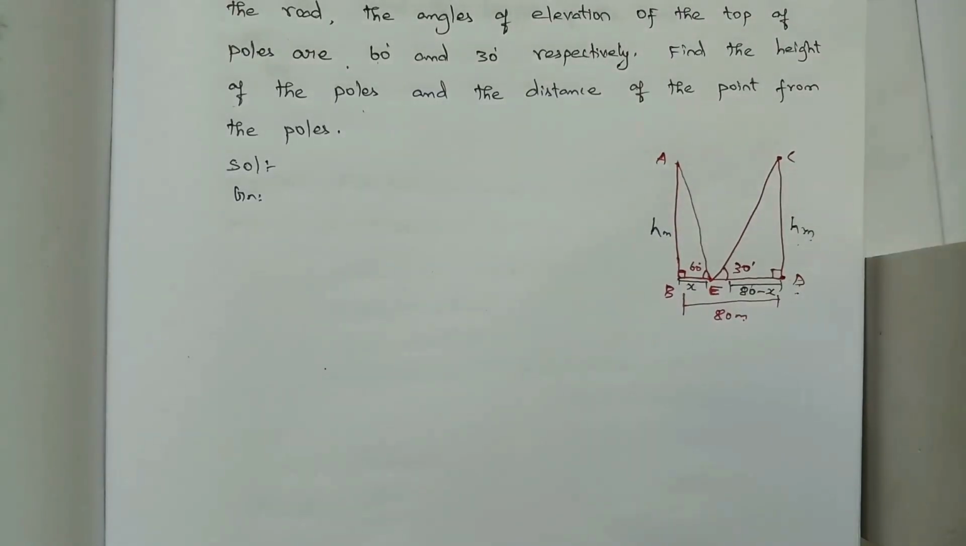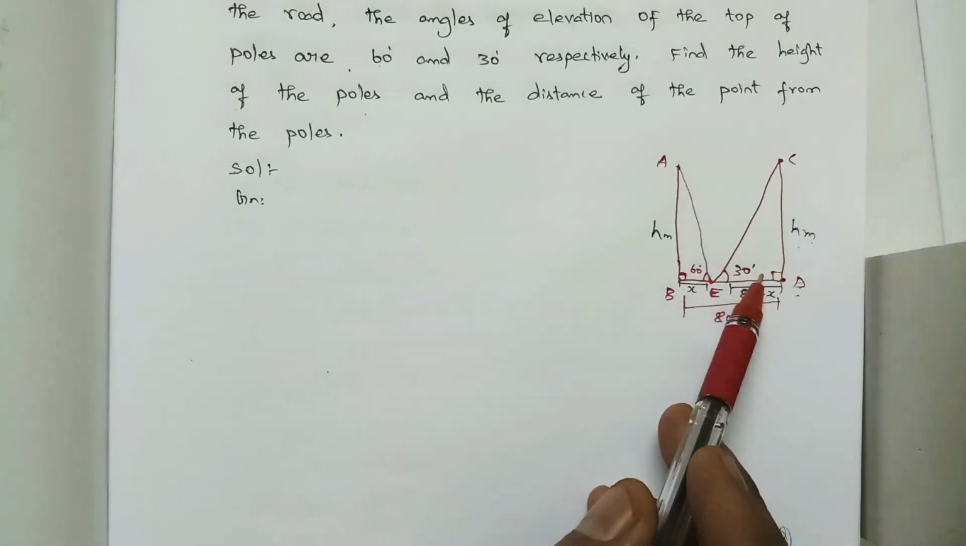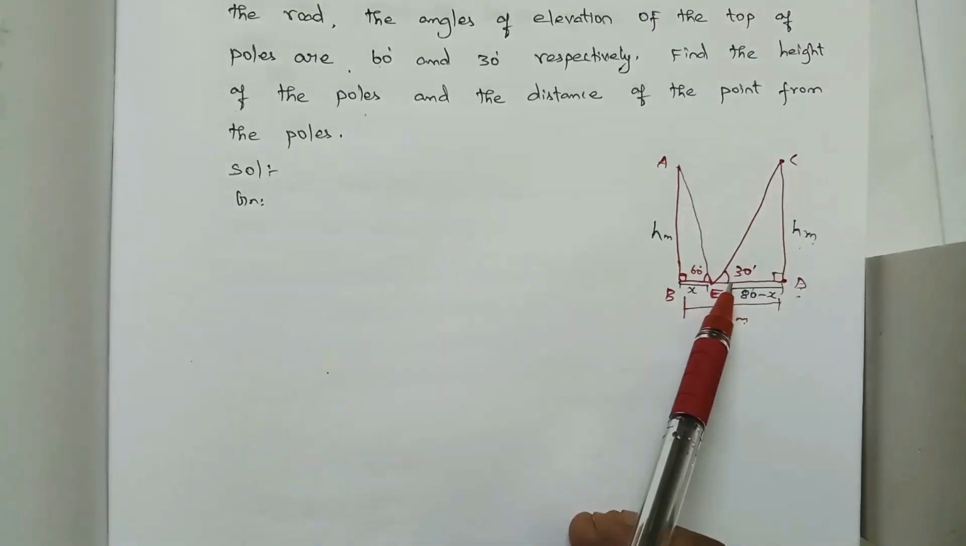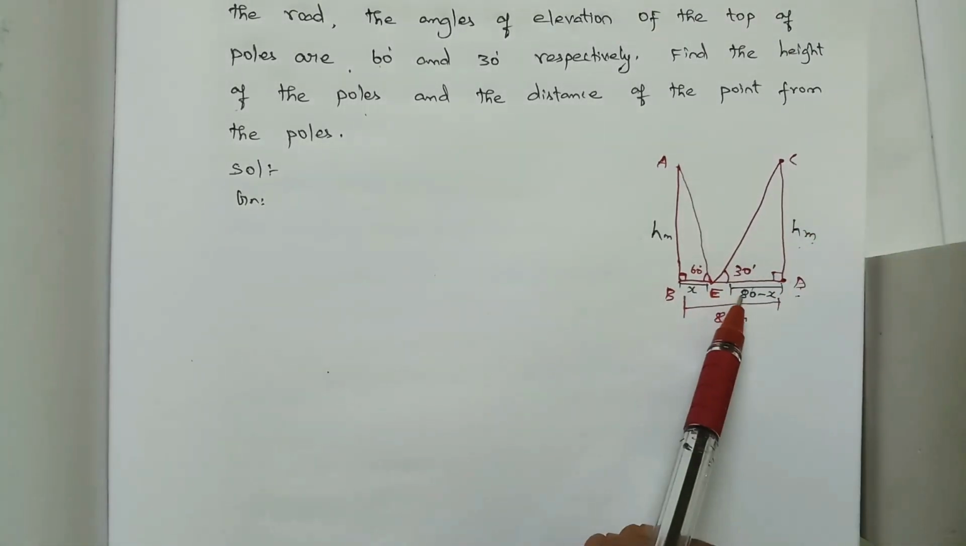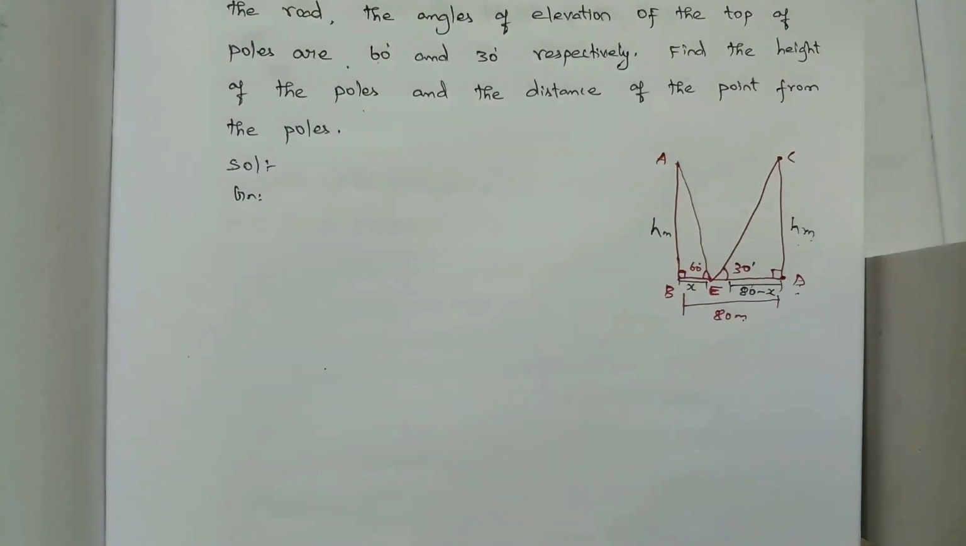Now we know all those things, right? For the first right angle triangle, we know the angle, opposite side, adjacent side. For the second right angle triangle, we know the opposite side and adjacent side. We know all those things. From that we can find all the things, right? So write the given. What is the given?